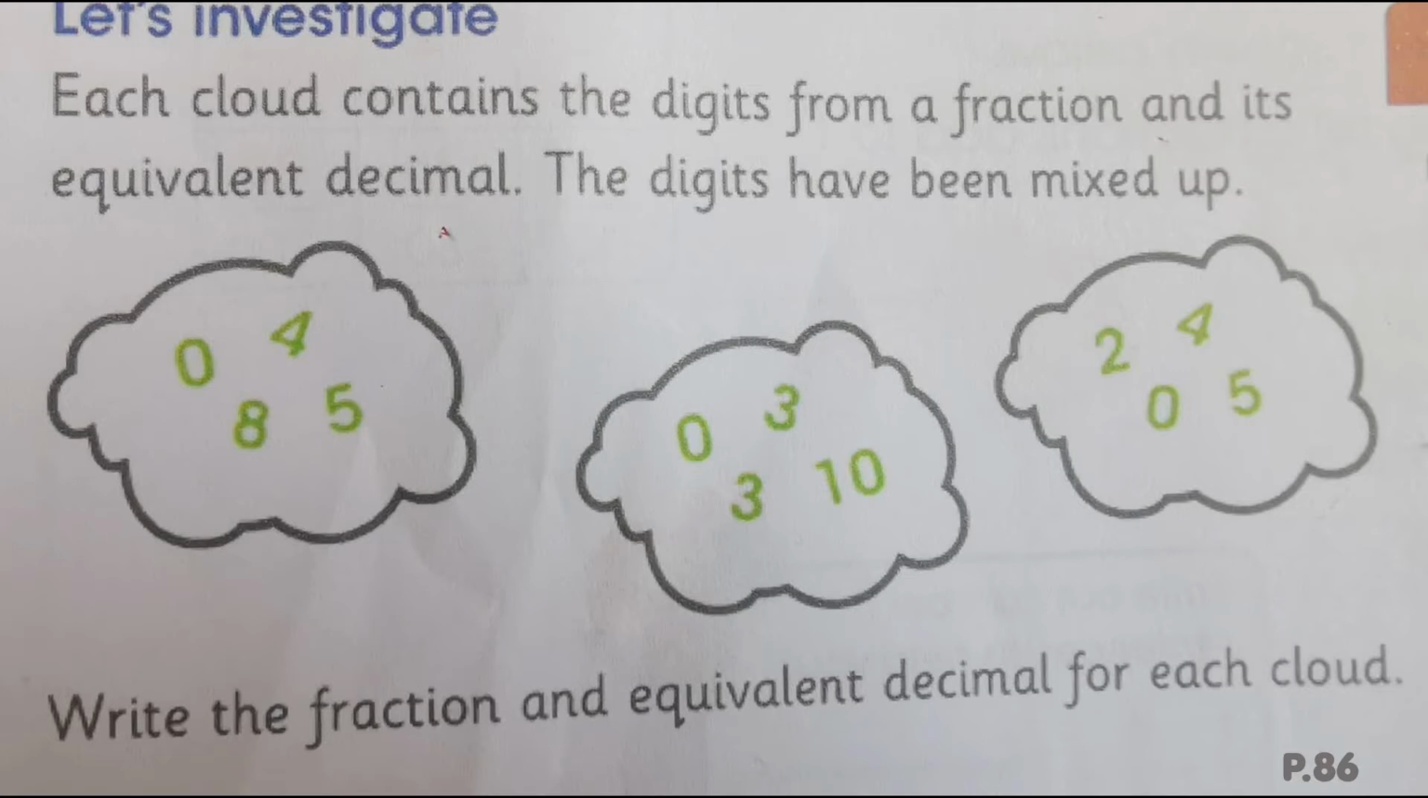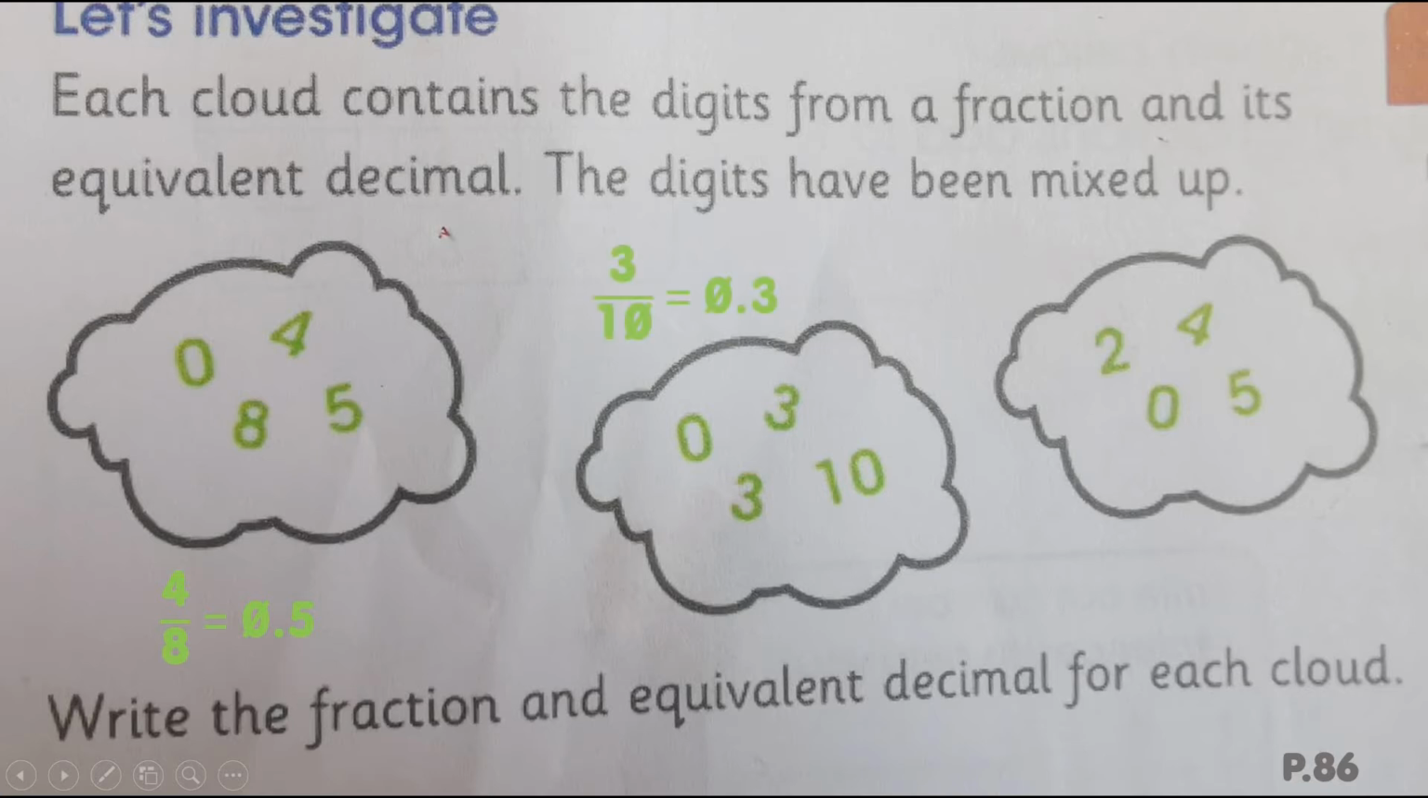Now pause the video and write the answers. Find out the fractions and their equivalent in each cloud. Welcome back to the video. Let's look at the answers. Cloud number 1, we have 4 out of 8 equals 0.5. 0.5 is a half. Why did we decide that 4 out of 8 was equal to 0.5? Because 4 is exactly half of the number 8. So it's equal to 0.5.